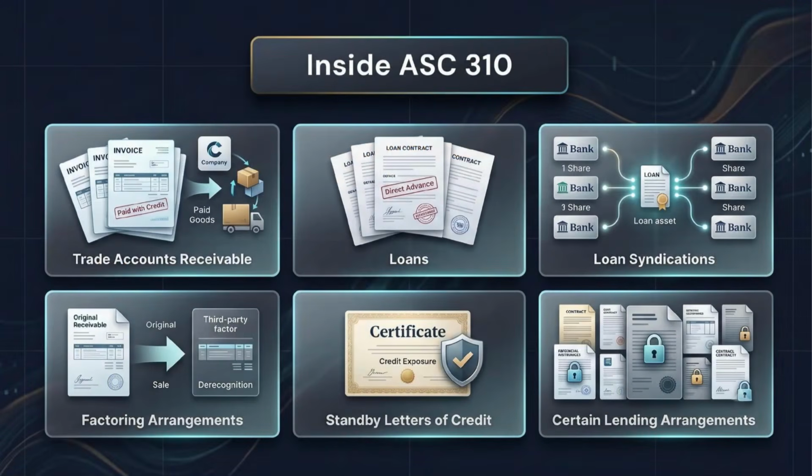Now let us look inside the scope. ASC 310 commonly covers trade, accounts receivable, loans, loan syndications, factoring arrangements, standby letters of credit, and other lending arrangements that meet the cash claim definition. The practical lesson is simple. If the asset arises from lending, financing, or credit based collection rights, ASC 310 is usually part of the analysis. But being inside the topic does not mean every related accounting question is answered there. Some questions quickly move to other standards.